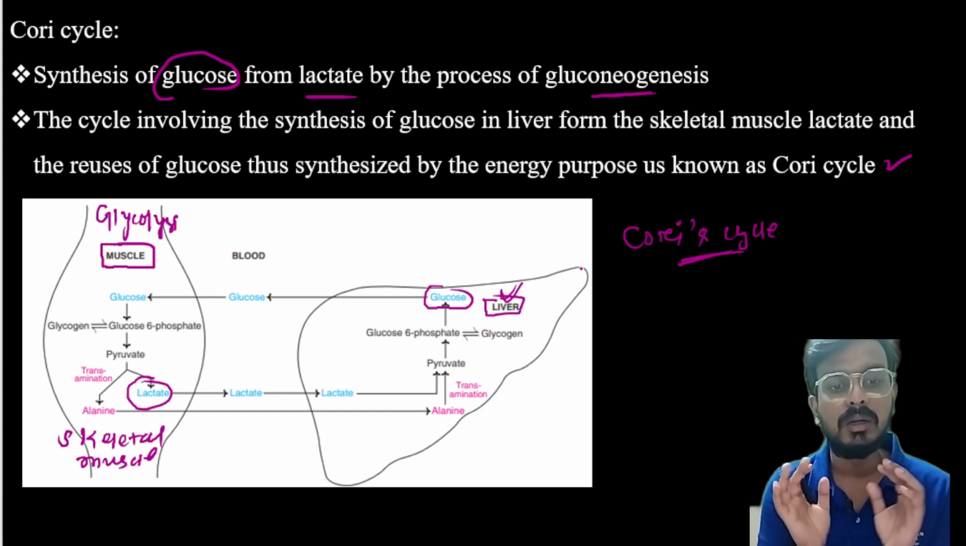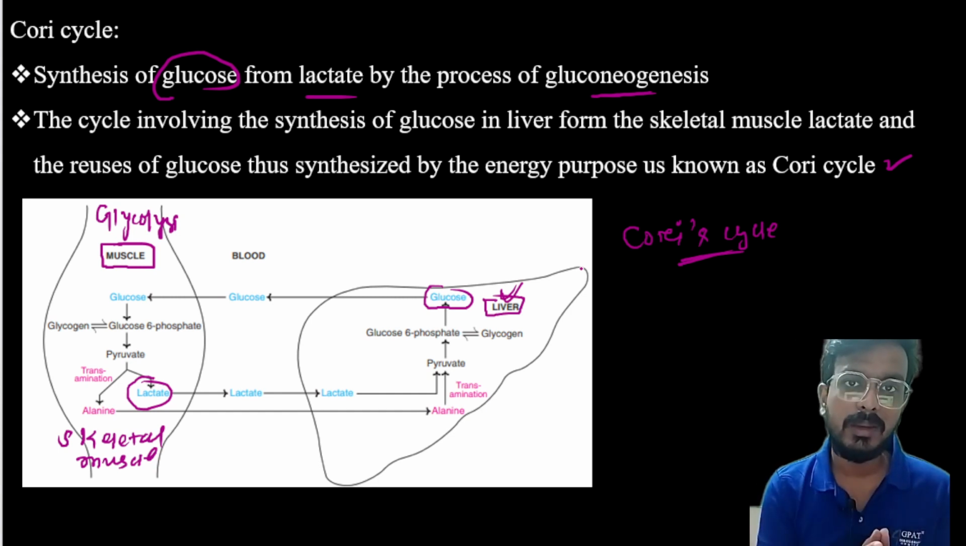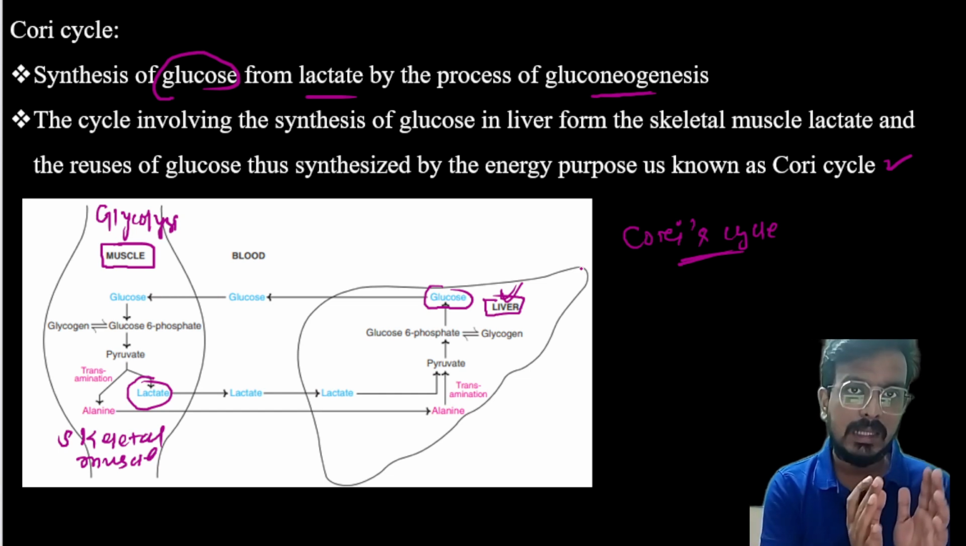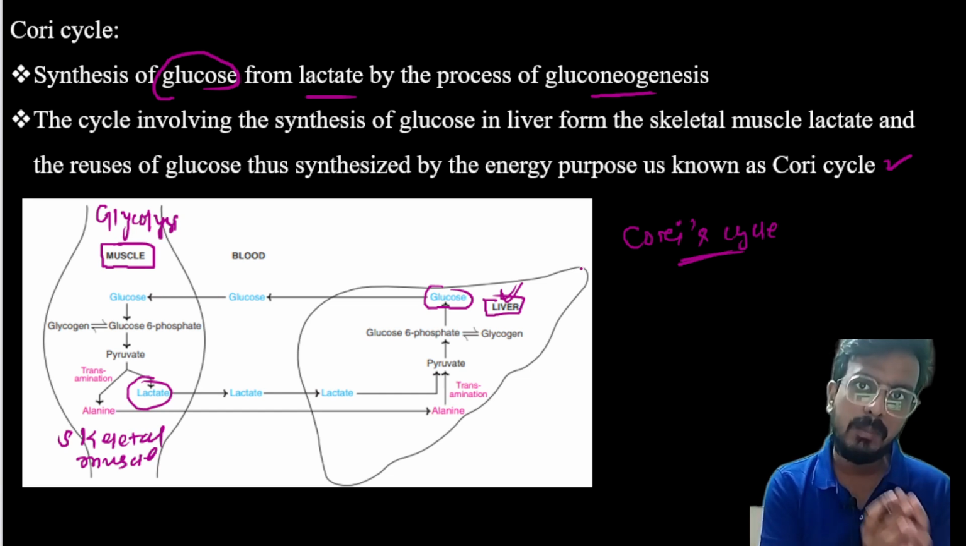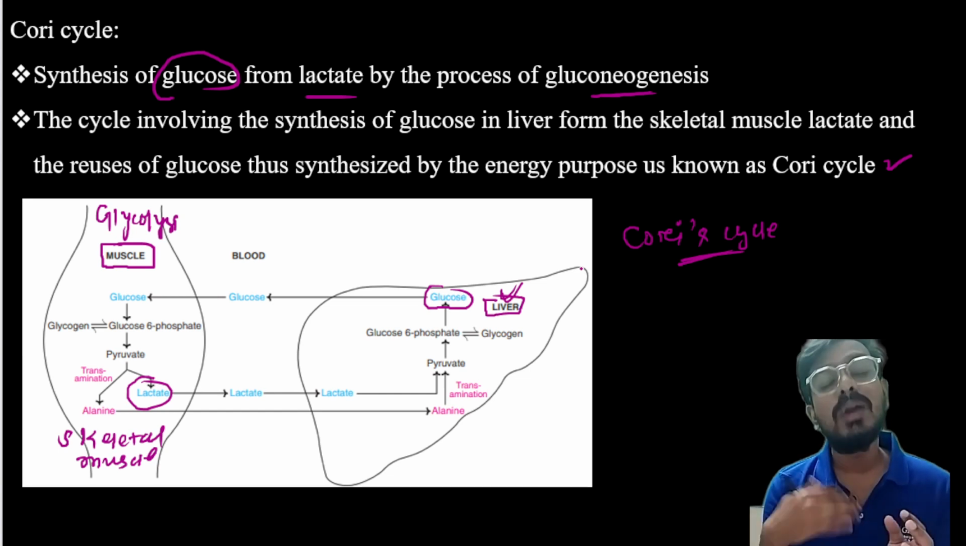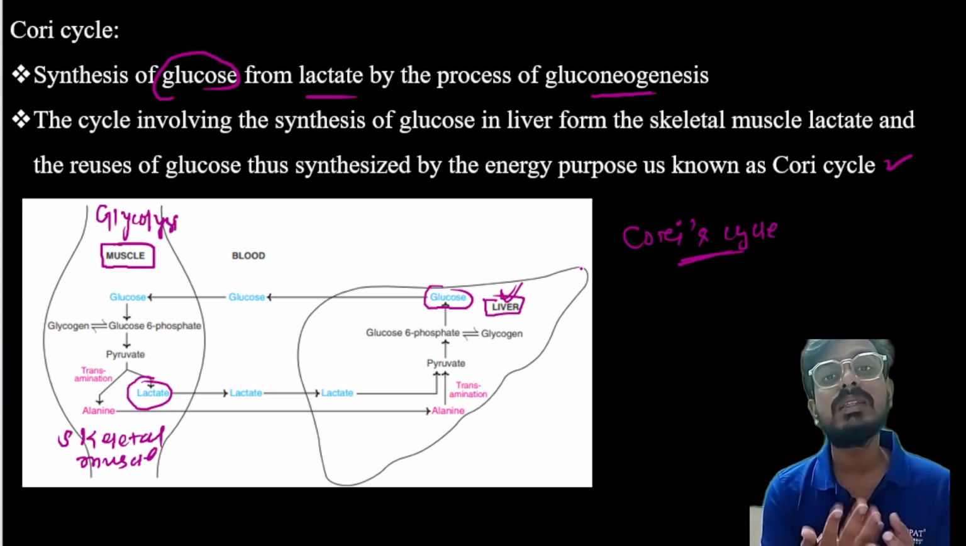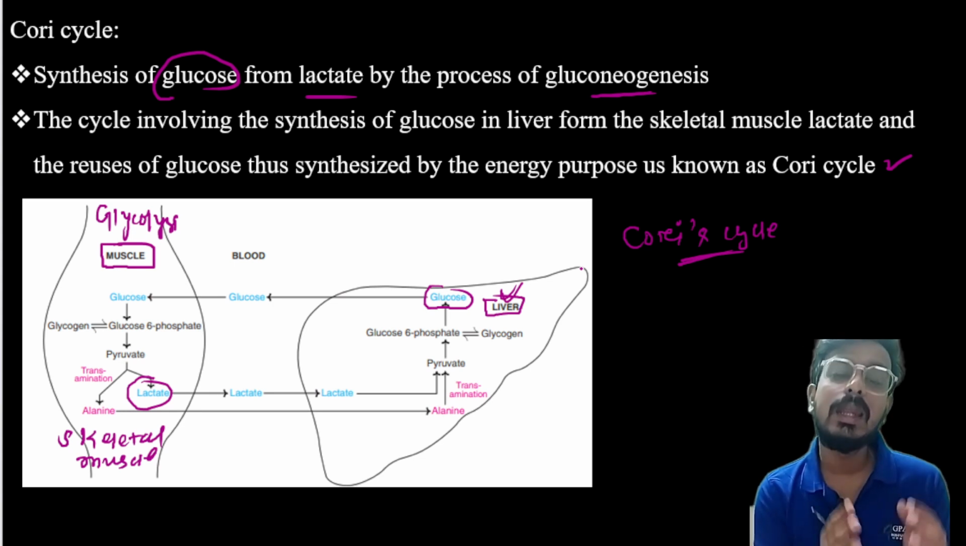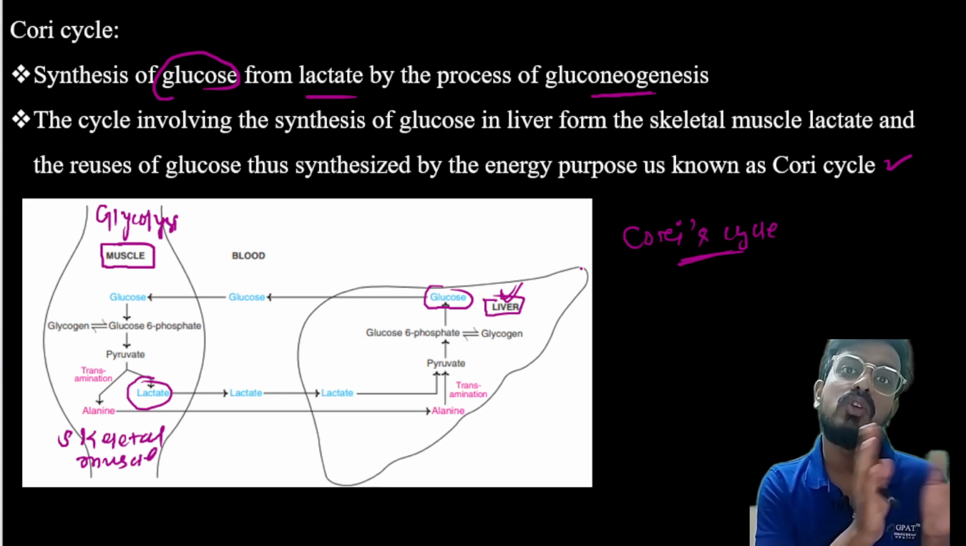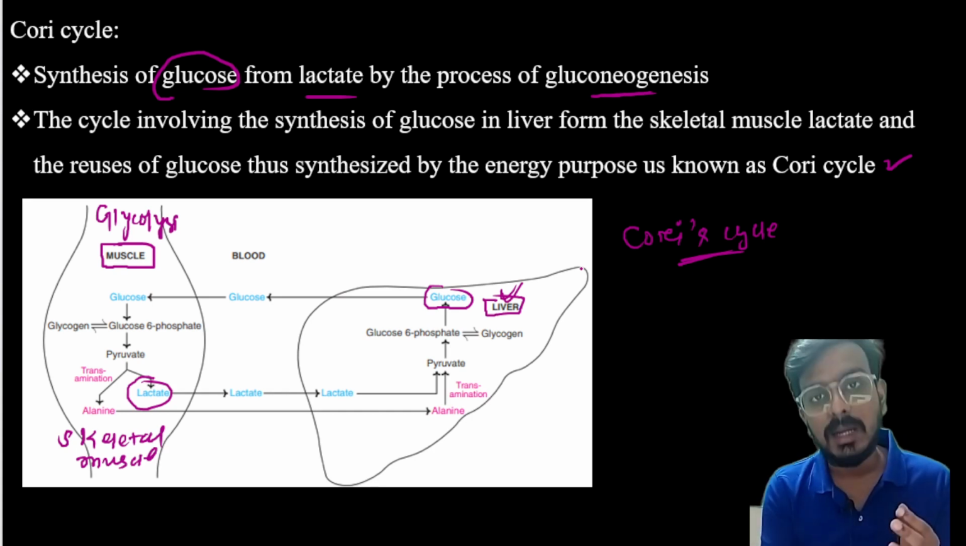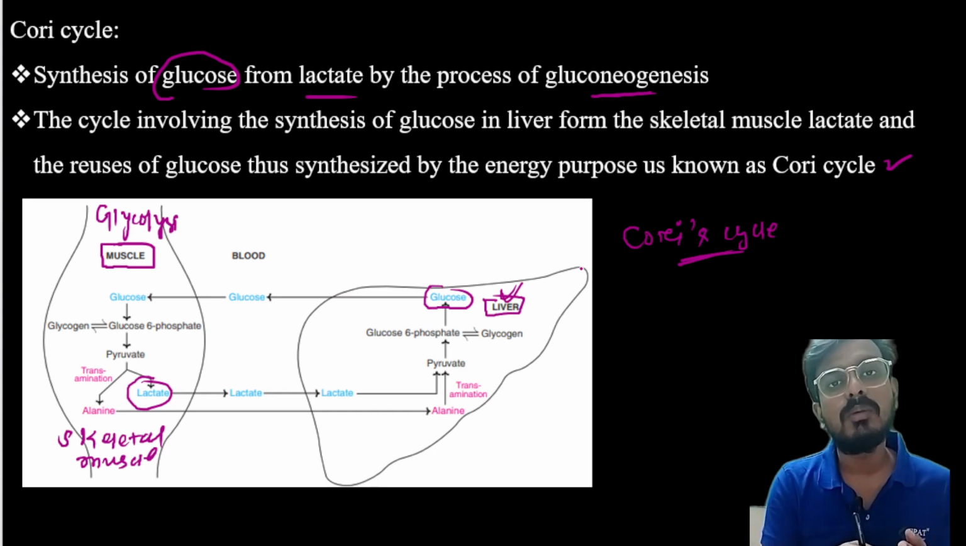I hope I am clear. I'm again summarizing that Cori cycle means synthesis of glucose from lactate by the process of gluconeogenesis. If a question is asked where this lactate comes from, this lactate is obtained from your skeletal muscle, where glucose is metabolized. By the metabolism of glucose in anaerobic condition, lactate is formed.